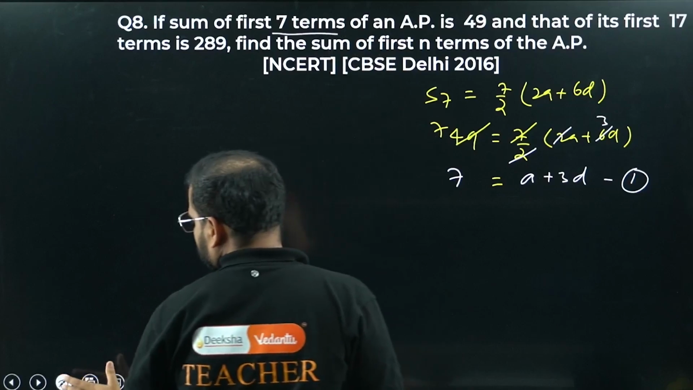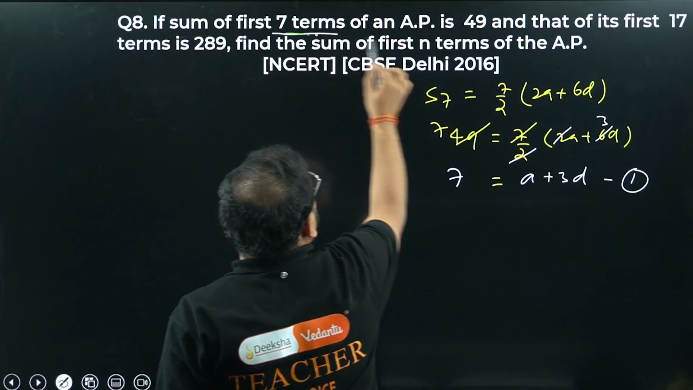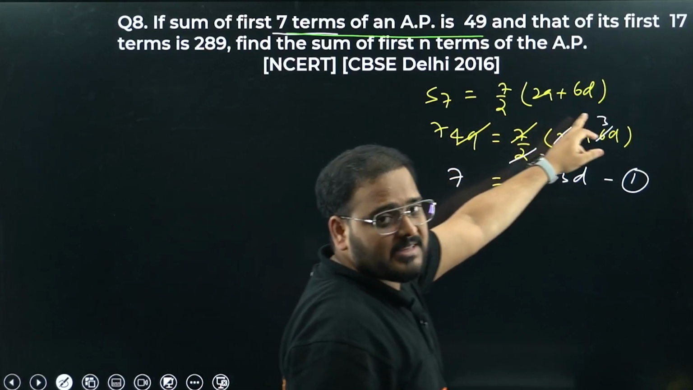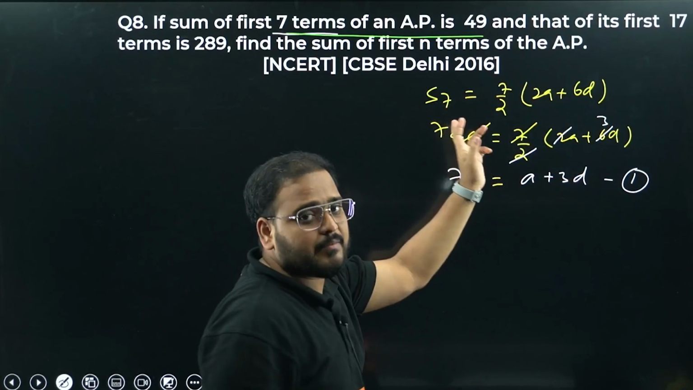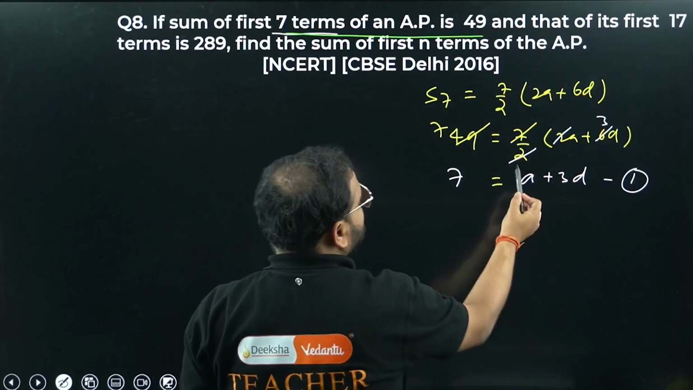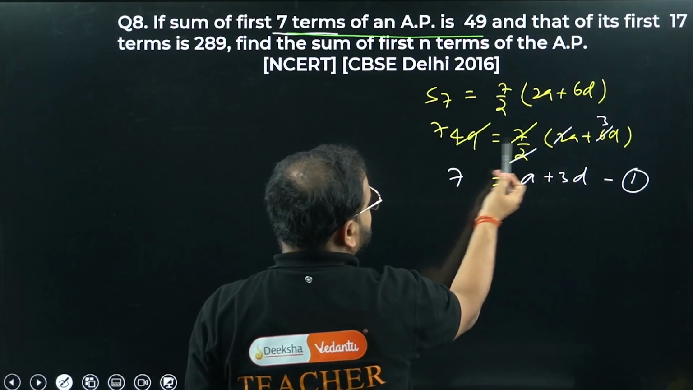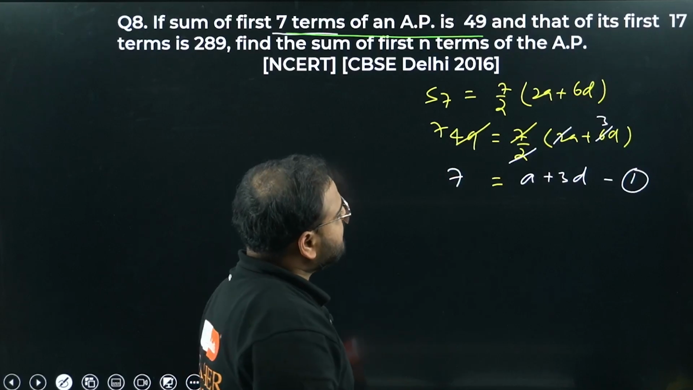S7 is given as 49. So S7 is n by 2, 2a plus n minus 1 into d. n minus 1 will be 7 minus 1, so 6d. Cancel this 2 with 2a, so only a, 2 with 6d, so 3d. So a plus 3d. Cancel the 7 with 49, so 7. What I get? 7 equals a plus 3d.